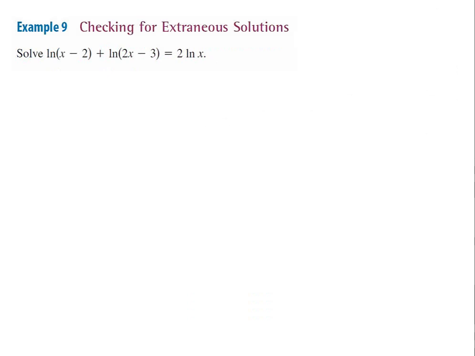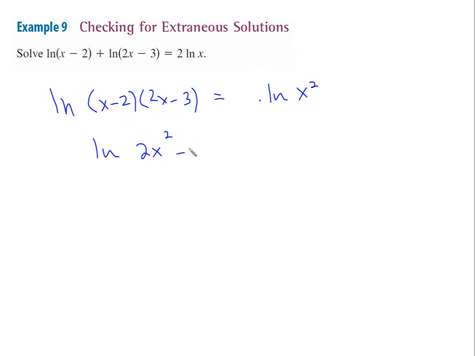Alright, so let's take a look at this example here. So we've got a natural log, and so we need to condense here first too. So we have natural log of x minus 2 times 2x minus 3 is equal to 2 natural log x. And if you want, you could take this 2 and move it over here as the exponent right now already. So I would FOIL this right here. So natural log, that'll give you 2x squared, minus 3 minus 4, so minus 7x, and then plus 6 is equal to natural log x squared.